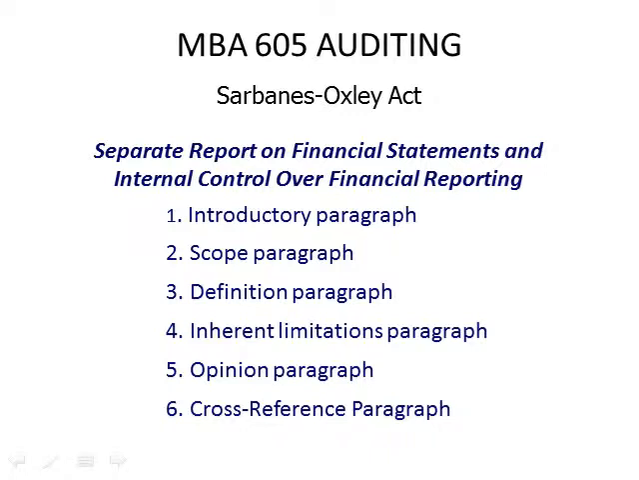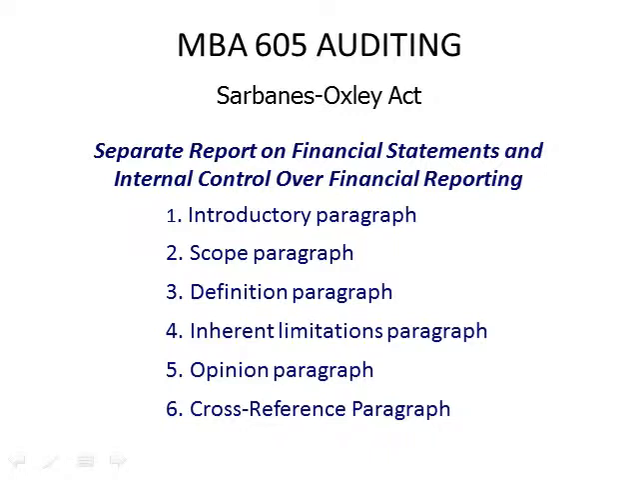So the separate report on financial statements and internal control over financial reporting includes an introductory paragraph, the scope paragraph, a definition paragraph, an inherent limitations paragraph, an opinion paragraph, and this cross-reference paragraph that gives the information on the accompanying audit report, which is a separate report.